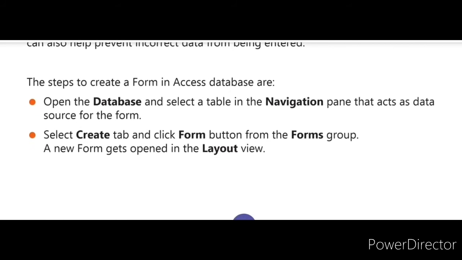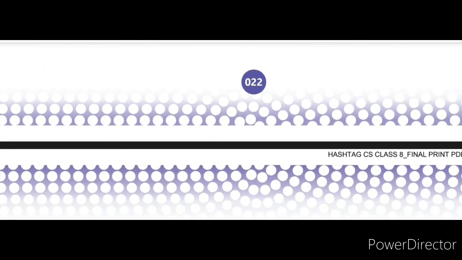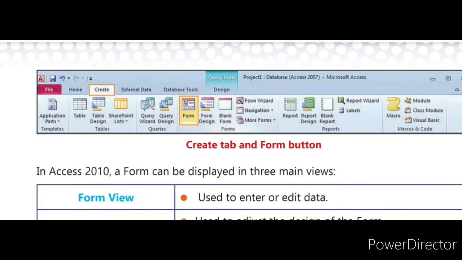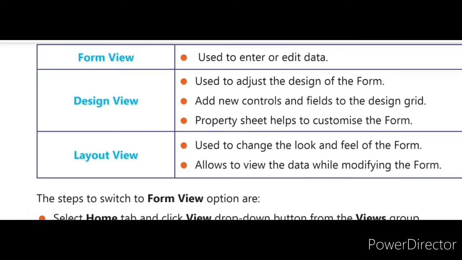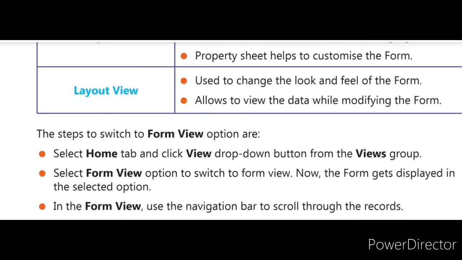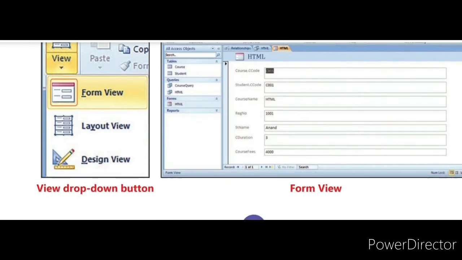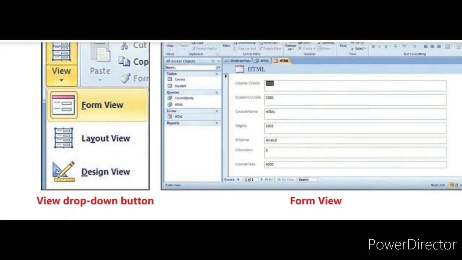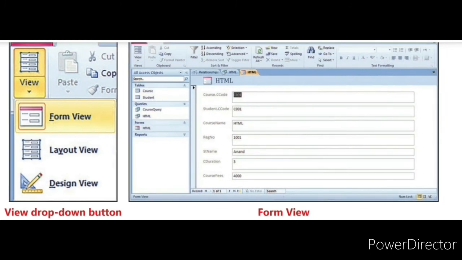The steps to create a form in an Access database are given below. This window shows the Create tab and Form button. A form can be displayed in three main views: Form view, Design view and Layout view. Study this tabular column. The steps to switch to Form view are given below. This is the window which shows the View drop-down button to select the Form view, and this is the form view after selecting the option.